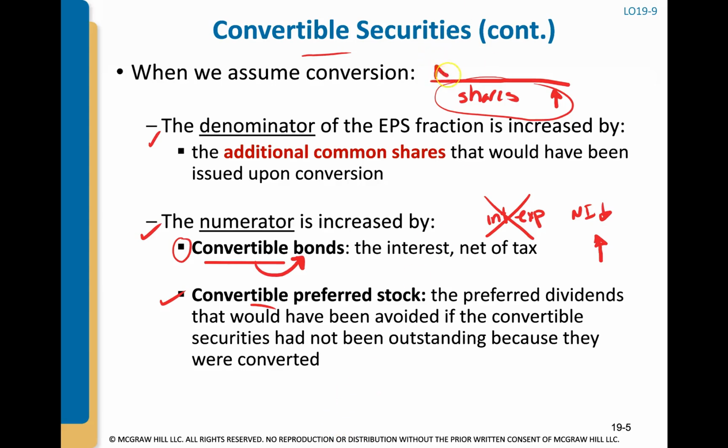Our numerator in the EPS is net income minus preferred dividends. The preferred dividends are only paid on preferred stock. So if that preferred stock is converted into common stock, then those dividends will no longer be paid, right? And so we have to remove those dividends from our numerator. So that's how these items affect diluted earnings per share.